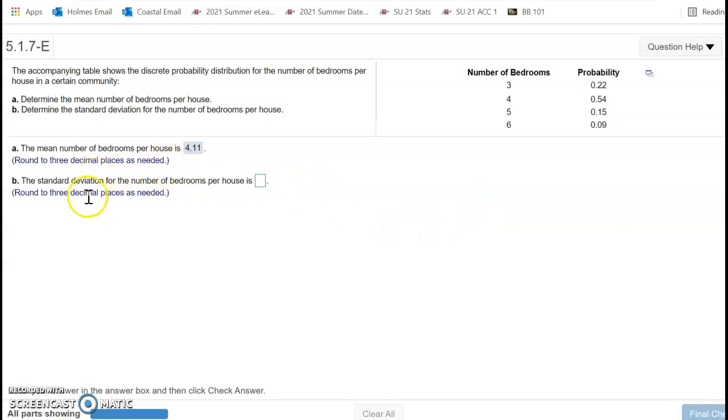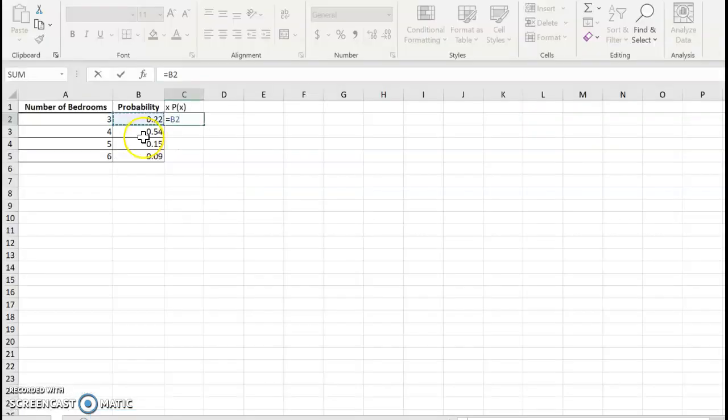Okay, so let's look at the standard deviation here. So here's your x's and the probability. Alright. So to get the mean, you have to take x times p of x.